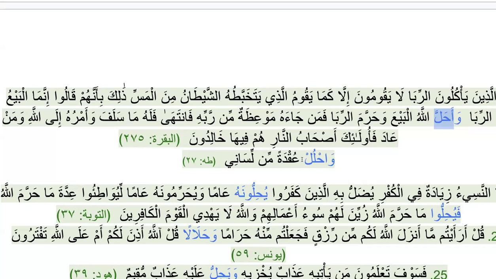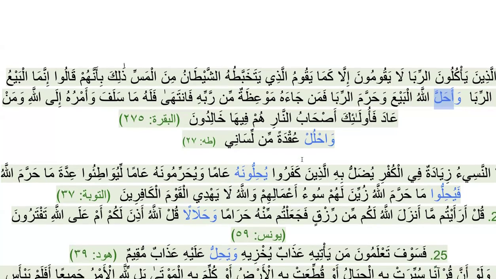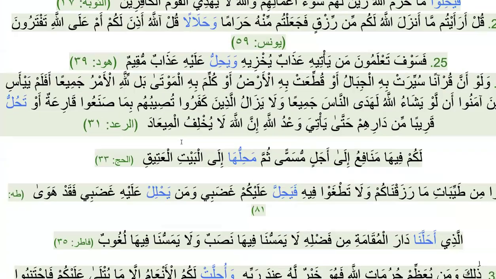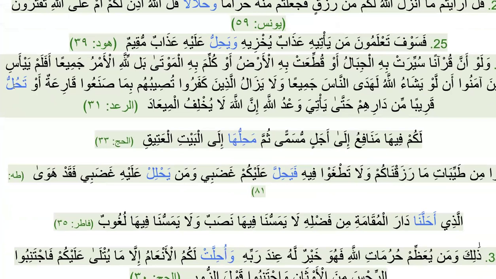When there is fakku idgham, there is no application of a rule. Is this clear to all of you? When you see fakku idgham, when the words are not written together, you are just going to say that there is no rule applied here. Okay, so not applicable. Yuhillu, yuhilluna, the same thing. Halalan, no rule applied.